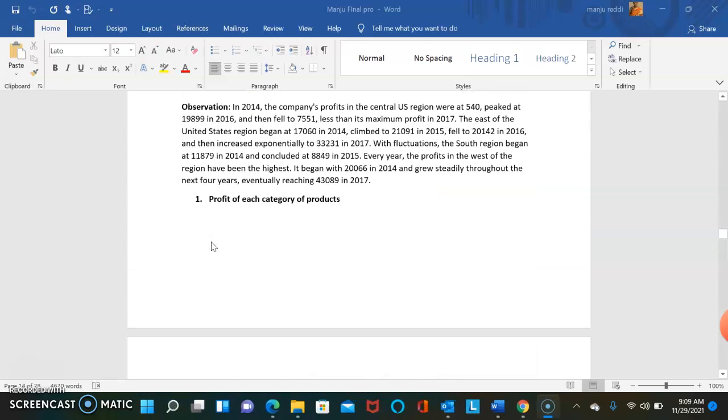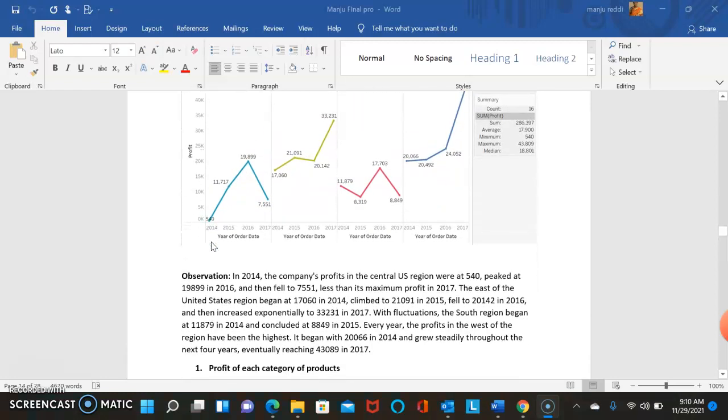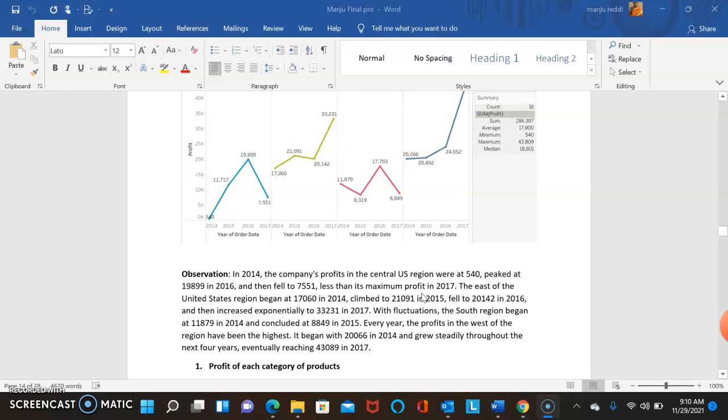Profit of each category observation. In 2014, the company's profits in the central US region were at 540, peaked at 89 in 2016, fell to 7,551 in 2017, lesser than its maximum profit.